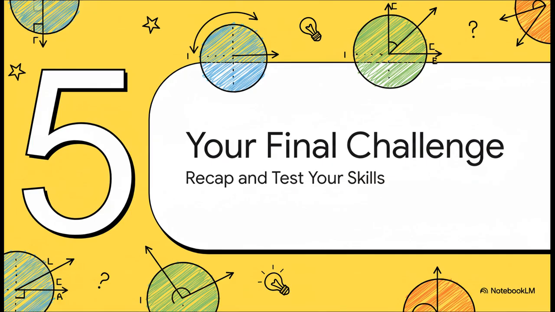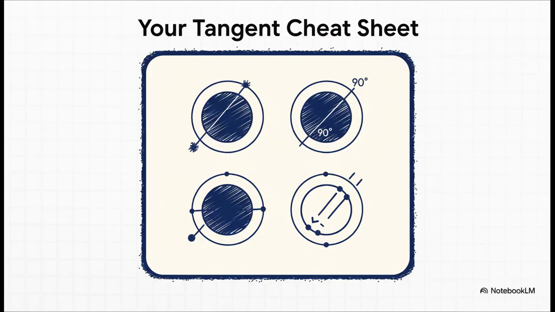You've done great so far, seriously. We've defined the tools, we've used them to solve a problem, so let's do a quick recap, and then I'm going to leave you with one final challenge to solve on your own, putting everything we've learned together. Here it is, your tangent cheat sheet. 4 simple rules. Number 1, a tangent touches a circle at just one point. Number 2, it's always at a 90-degree angle to the radius at that point. 3, from any point outside, you can draw 2 tangents. And 4, those 2 tangents are always equal in length. This is your entire toolkit, right here.